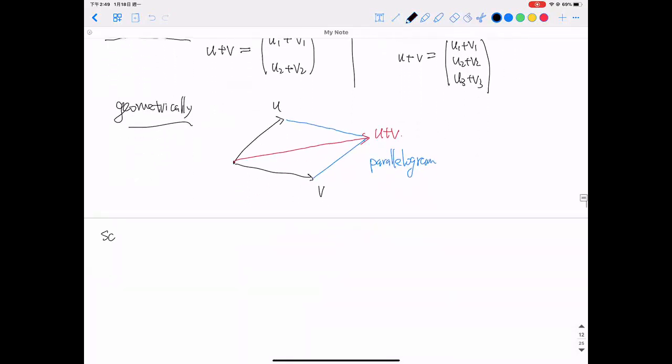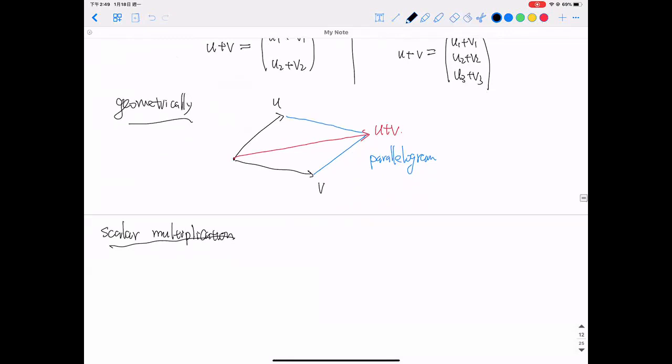Another one is called scalar multiplication. For this you need a scalar, say C. Then we can define C times U simply by multiplying the entries. In R2 it's just this. In R3 it's 3 entries rather than 2.